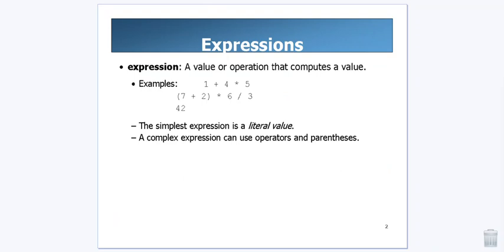So let's talk about what an expression is. An expression is a value or an operation that computes a value. The simplest expression is a literal value like 42. But we could also have expressions that use operators and evaluate to a simpler expression.